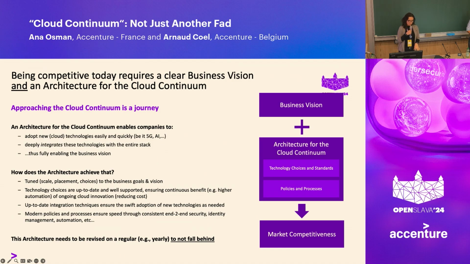Another thing that is very important, and it's not only for Cloud Continuum, it's a general rule. The most beautiful architecture is an architecture that is simple. Even though the landscape is complex, the architecture needs to stay simple so that you can identify very fast the changes that are required and to take decisions according to your needs.